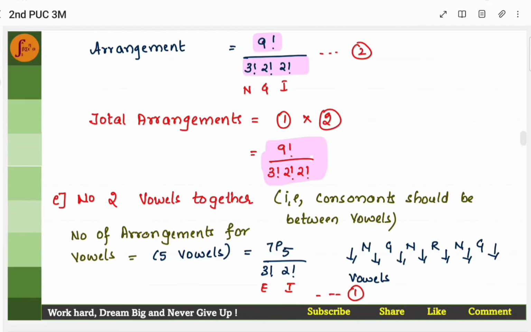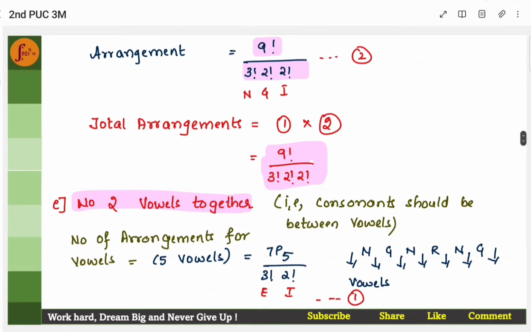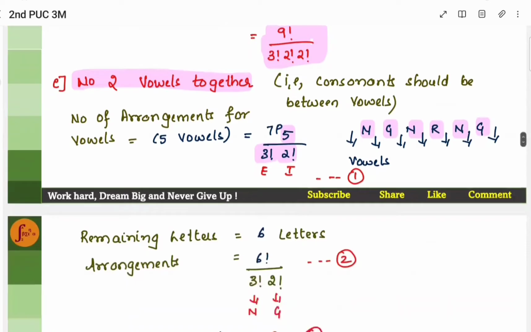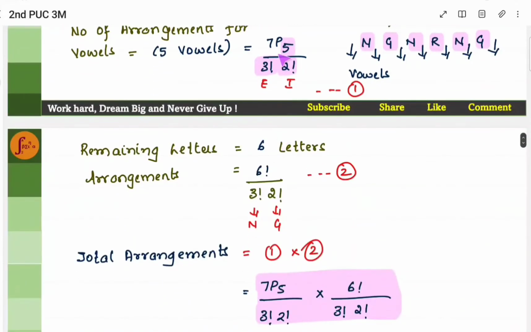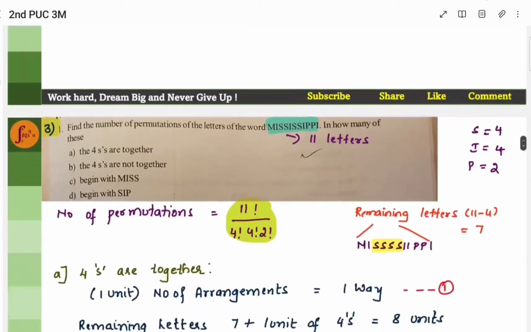No 2 vowels together. Same concept. No 2 vowels together means there has to be other letters in between, consonants in between like this. So you'll have to use permutation formula. So we have 5 vowels. And how many positions? Simple, right? There are 6 other letters. So 1 position extra, 7. So 7 P 5. And repeated letters. Then remaining letters is 6 letters. Find the number of arrangements and multiply this one with this one, 1 and 2.